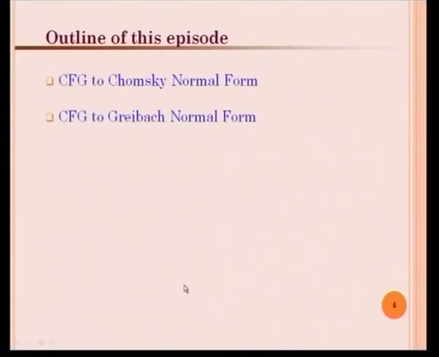Once the grammar has been simplified, then we can go for normal forms. There are two normal forms available. One is the Chomsky normal form, and the other is the Greibach normal form. We will call them CNF and GNF. The general format of both CNF and GNF we had already seen in the previous episodes.